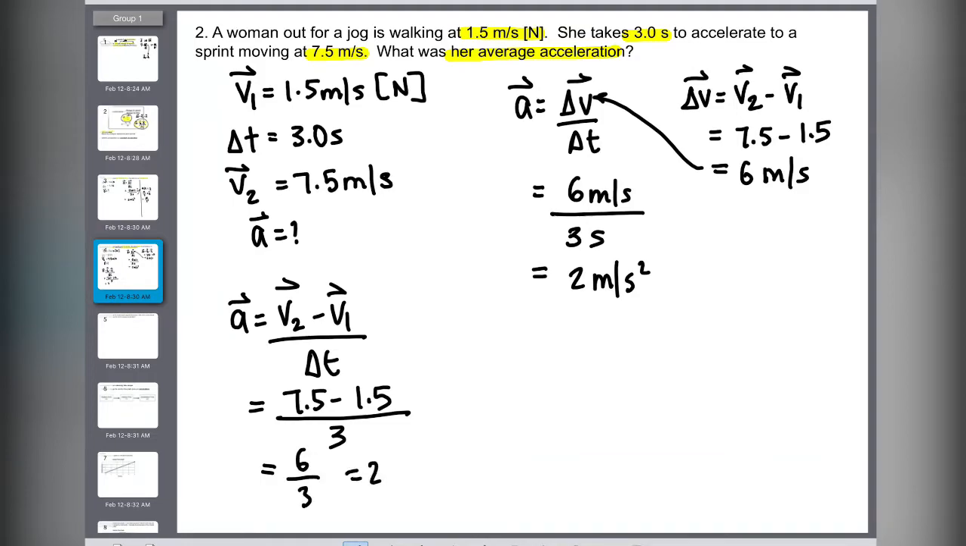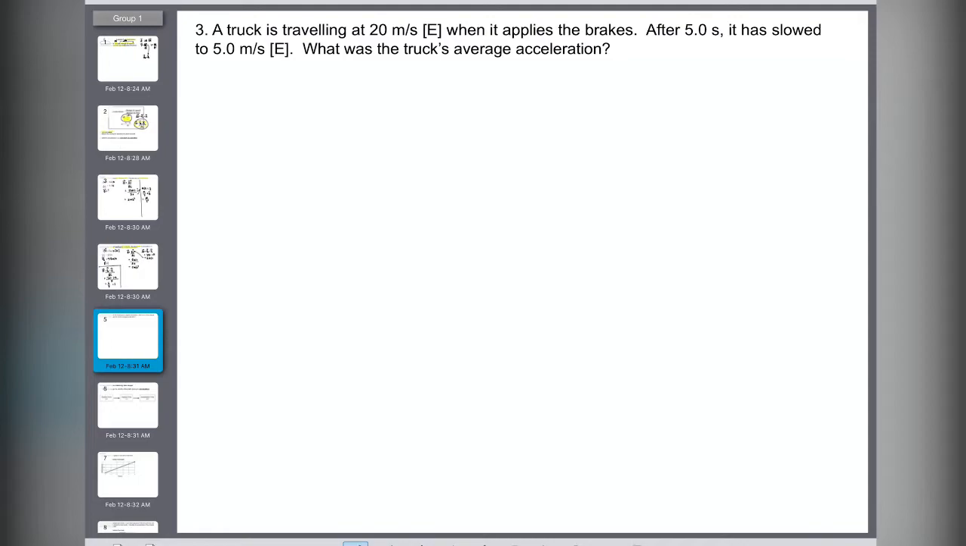So it's the exact same thing, right? 7.5 minus 1.5, so that's my 6. And divided by 3, I still get 2. So this is if you do it in 1 step, and this is if you do it in 2 steps. And both ways are fine.